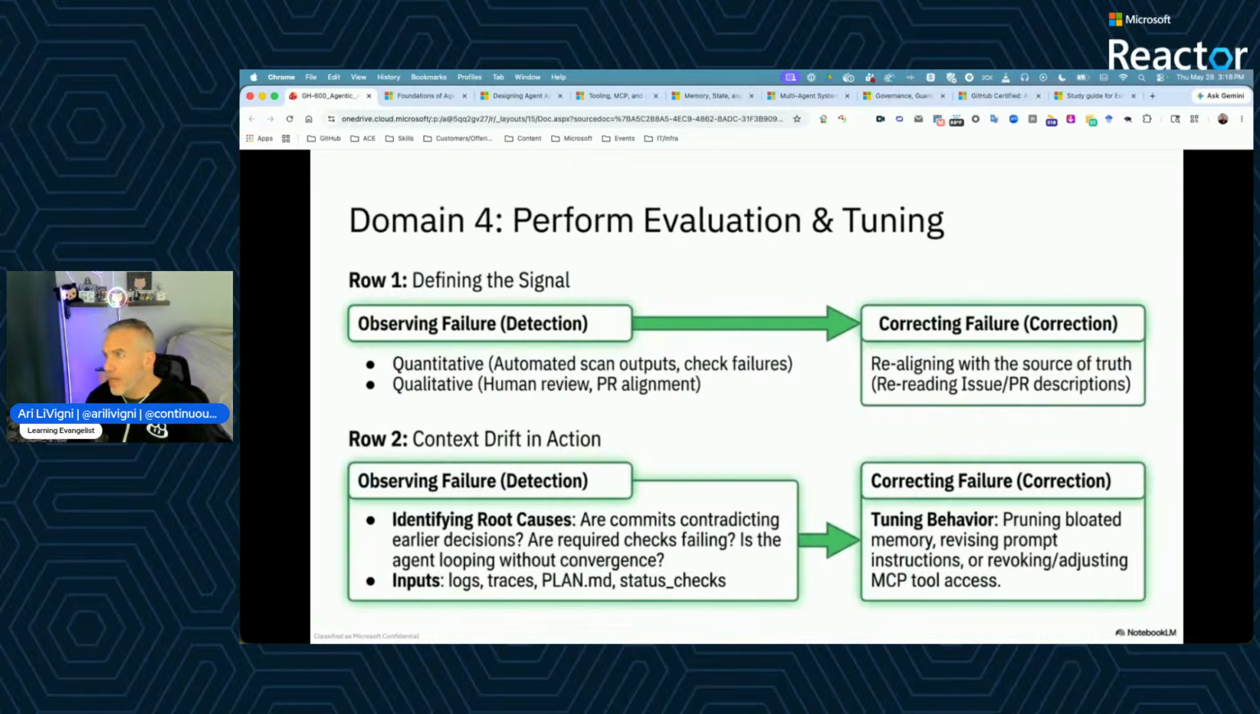Domain 3 is perform, evaluation, and tuning. So, observe failure detection, quantitative automated scan output, check for failures. I know, when I'm doing some of my work, I have the agent look at what came out of my workflows to determine my errors and how we can do things better, or how we can maybe go a different route, identify the root causes of issues, observing those failures, inputs of the logs, the traces, going back to your plan.